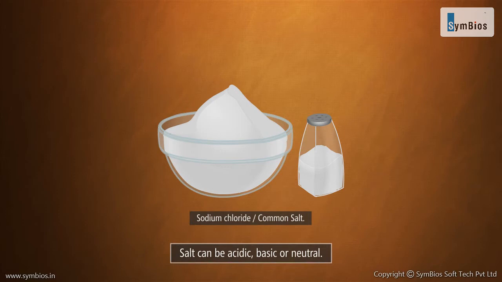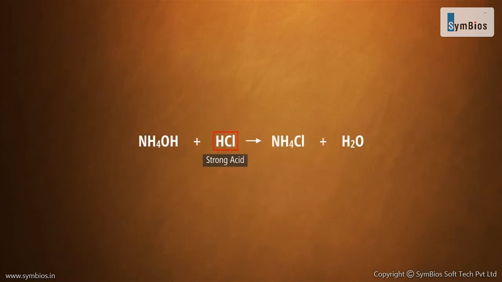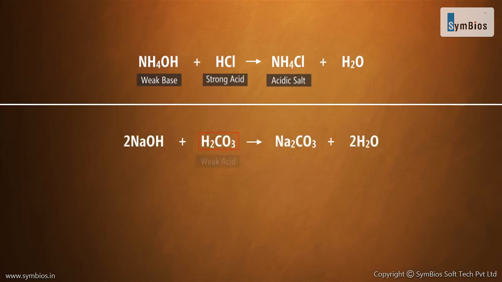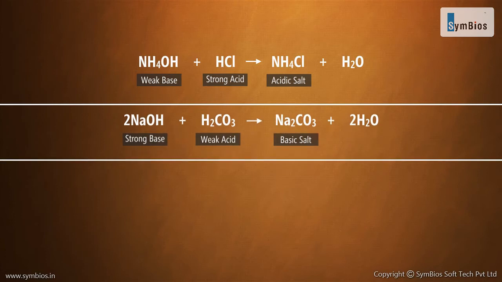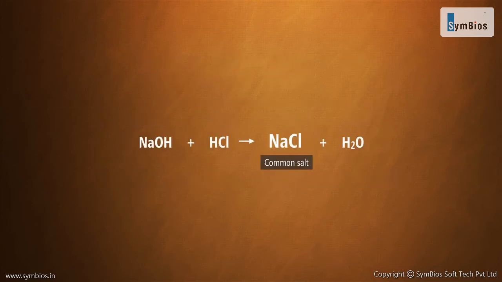Salt can be acidic, basic or neutral. The reaction of a strong acid and a weak base forms an acidic salt, and a weak acid and a strong base form a basic salt. If the reaction is between a strong acid and a strong base, the resulting salt is neutral. For example, NaCl, that is, common salt.